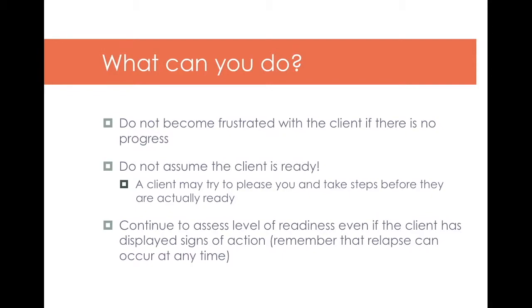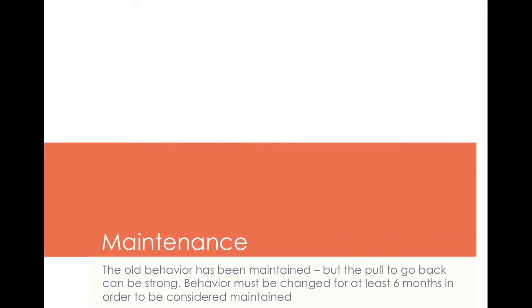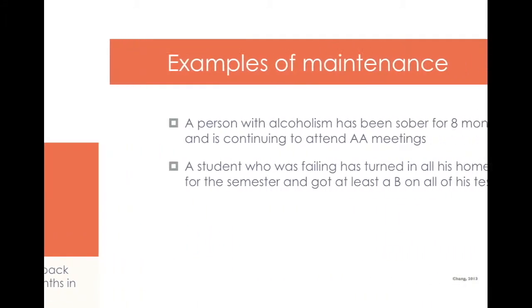So even if they're displaying signs of action and they have before, remember that they can relapse any time. So now we're into the maintenance stage. This is when the old behavior is being maintained, but the pull to go back can be really strong. Behavior must be changed for at least 6 months in order to be considered maintenance.